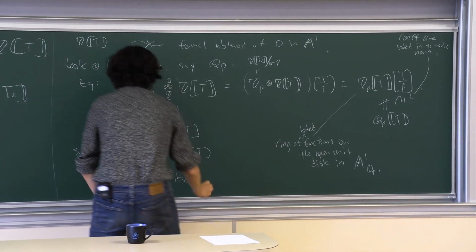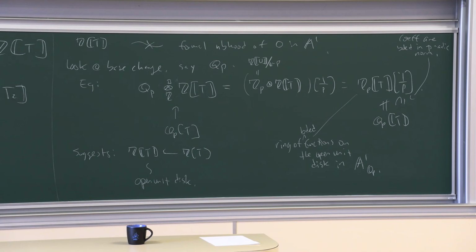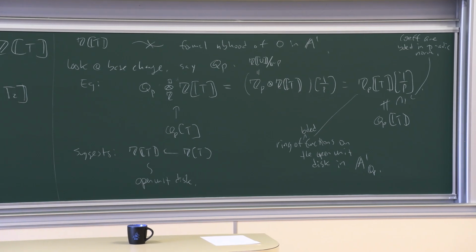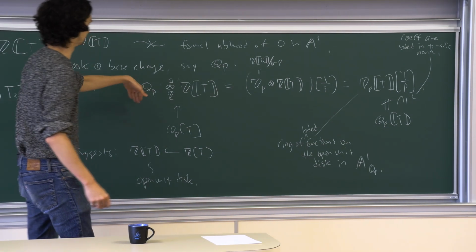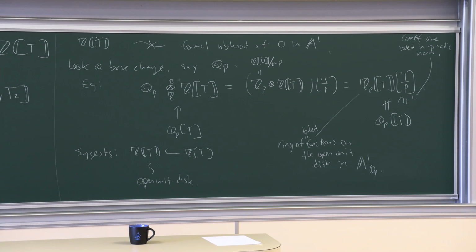And it's just that over a discrete ring like Z, you can't tell the difference between the open unit disk and the formal completion at the origin, but the difference pops out when you make a base change to something that has more freedom to play with. Okay?